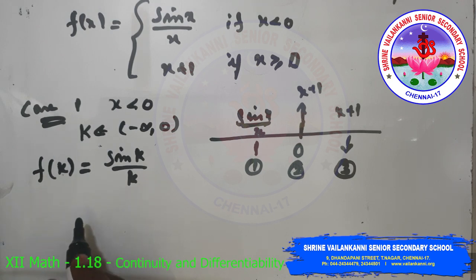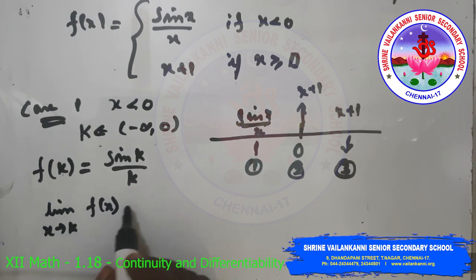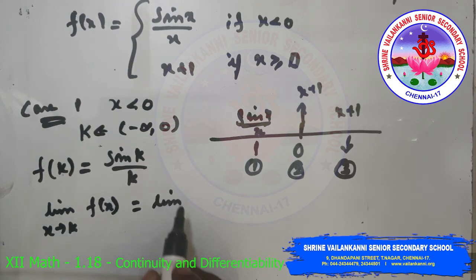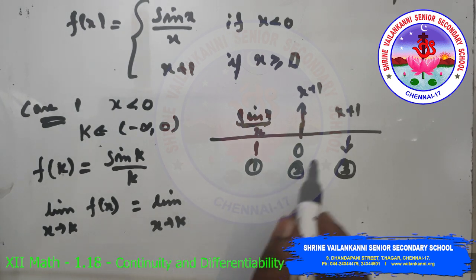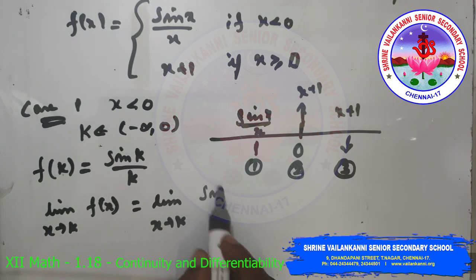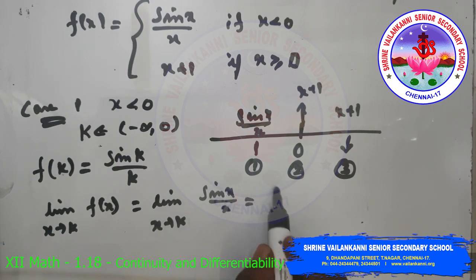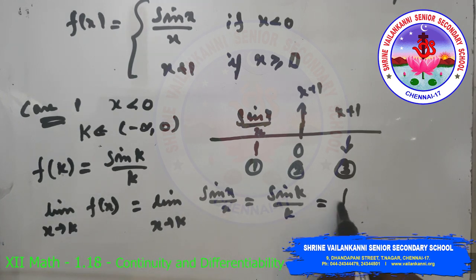To check the continuity, let's do limit x tends to k of f of x, which is equal to limit x tends to k. So the function is sin x by x. So we get sin k by k, which is nothing but f of k. Then we can say that f of x is continuous when x is less than 0.